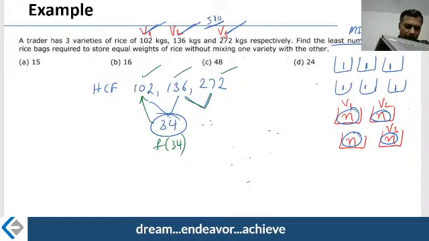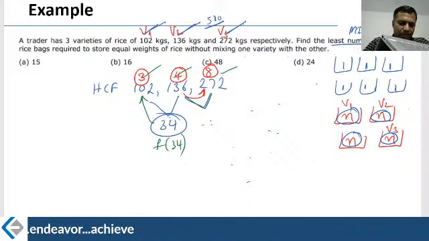If it is 34, I need 3 bags here. 34 into 3 is 102, right? Yeah. So 34 into 4 is 136. 34 into 8 is 272 because this number is double. 272 is double of 136. Therefore, 8 bags are required.